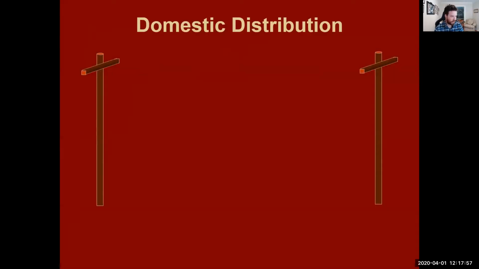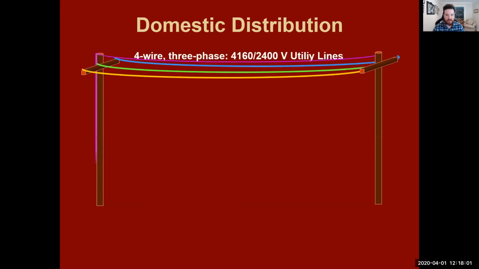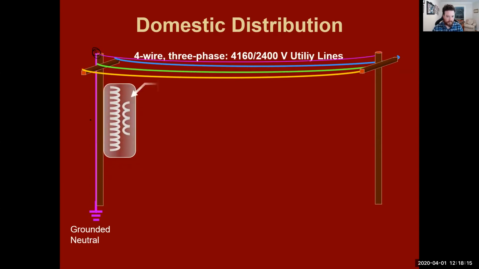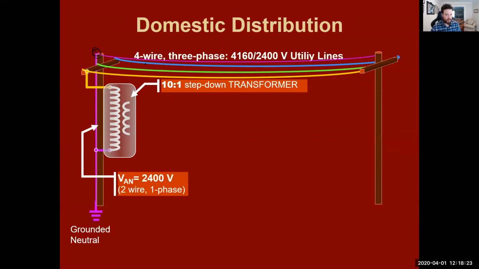Now, this will make more sense as we use an actual diagram. So we have a 4-wire, 3-phase, 4160 voltage utility line. All right, the topmost line is our ground, and then we have 3 wires that are live. We have a transformer. It's a 10-to-1 step-down transformer. And we connect one of the 3 wires that are live to the top of the transformer.